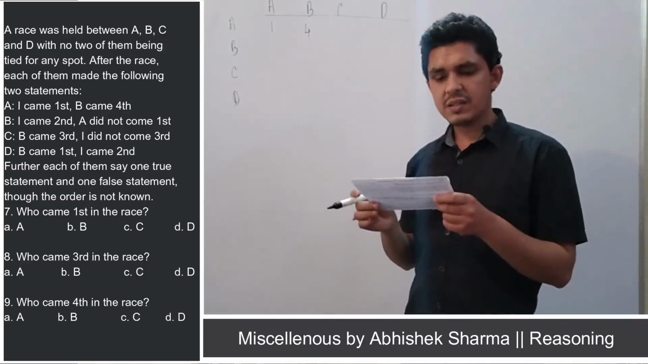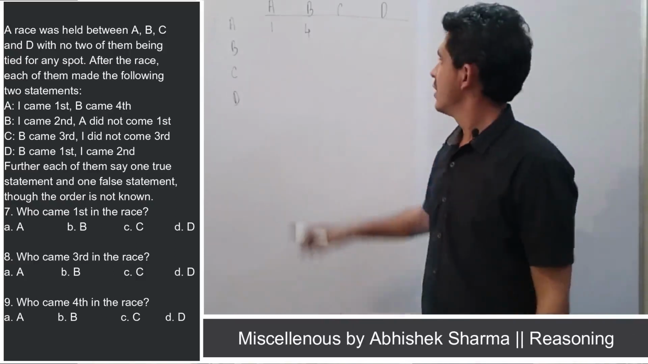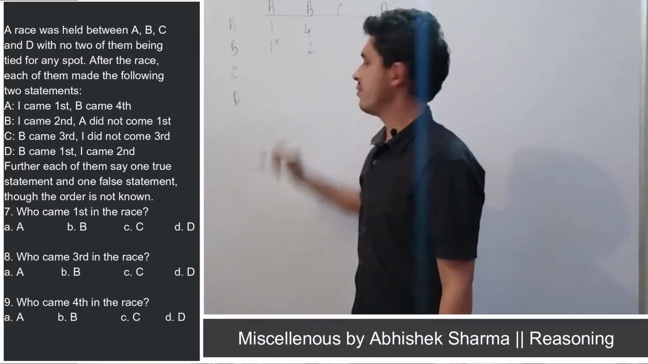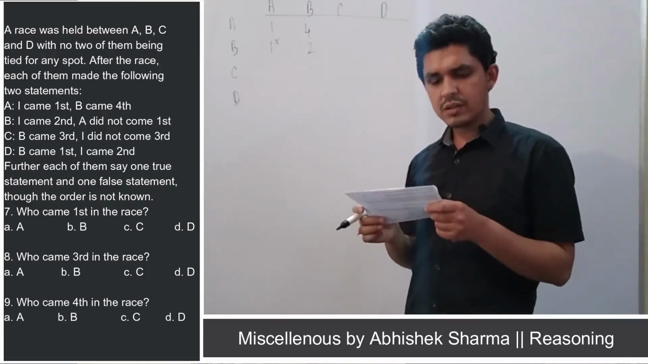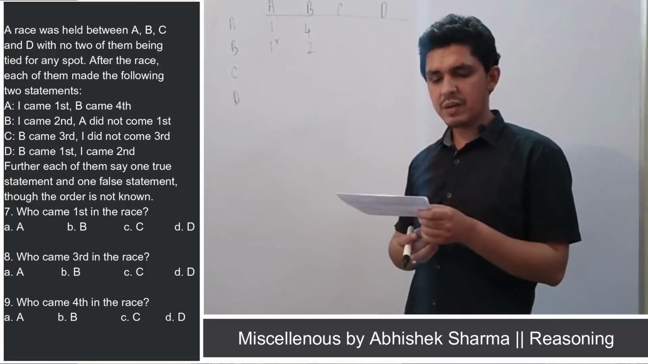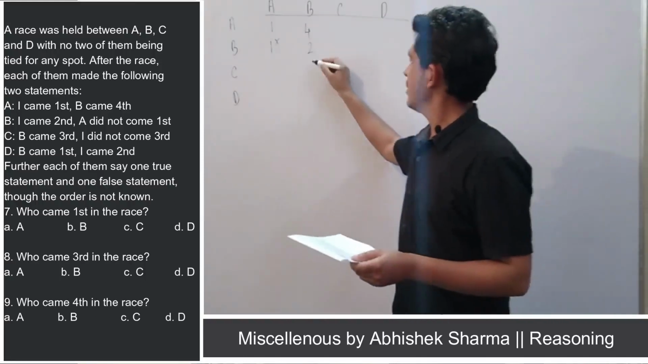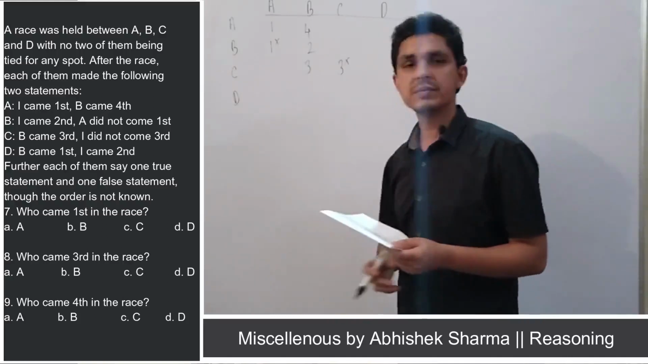Okay, second, B says that I came second and A did not come first. Here B says I came second and A did not come first, right? Okay, third, C says B came third and I did not come third. That means C says B came third and I did not come third.